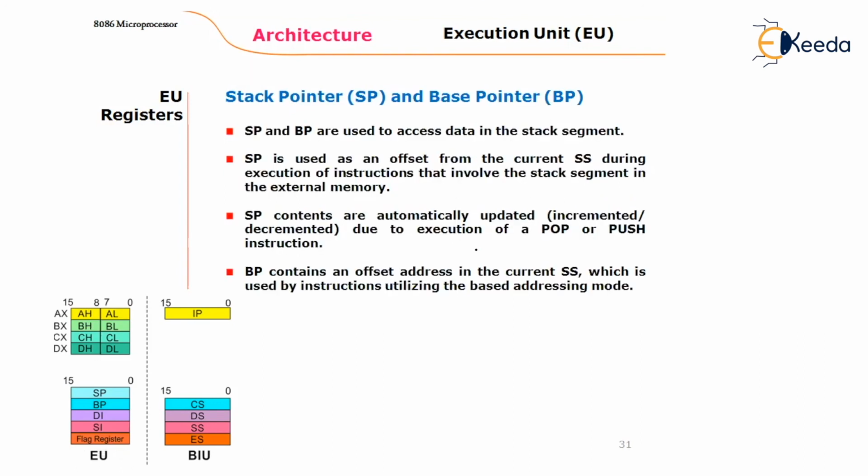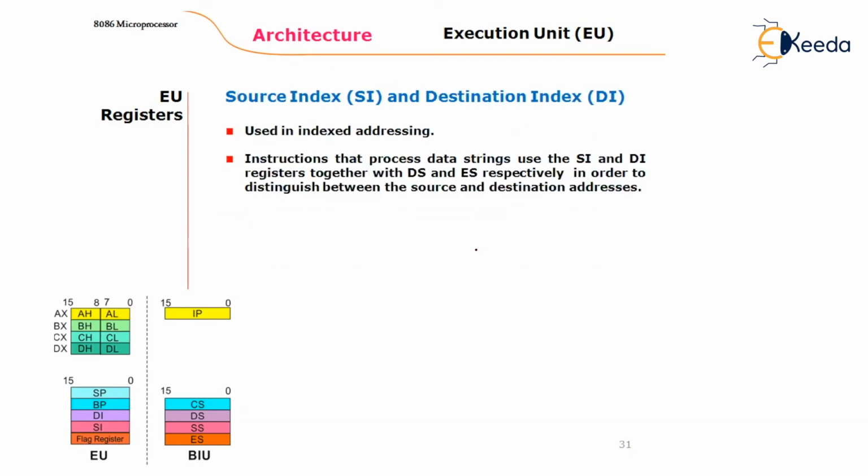Stack pointer and the base pointer. I told you already what the stack pointer and base pointer are. The stack pointer is going to hold the address of the topmost element of the stack, and the base pointer is going to hold a specific function segment within the stack when a function is called. Source index and destination index are used in indexed addressing. We will see what it is in the addressing modes. During the addressing modes, I'll explain what the source index and destination index registers are.